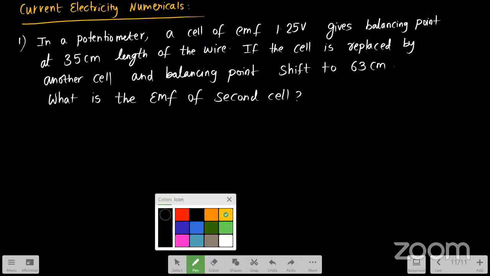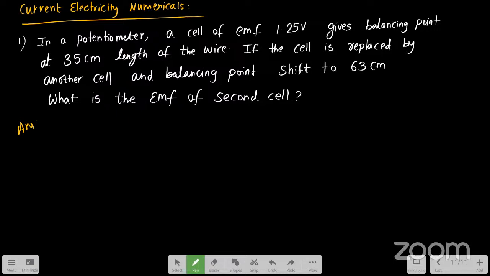Again, very easy question for LAQ. What is the formula? We know that the formula for potentiometer, because we have already did the LAQ. E1 by E2 is equals to L1 by L2. So we are supposed to determine the value of what? We are supposed to determine the value of E2. E2 will be equals to what? L2 divided by L1 into E1.